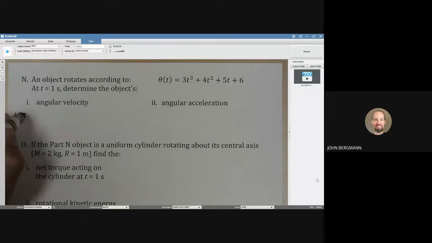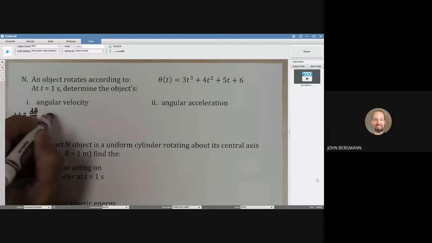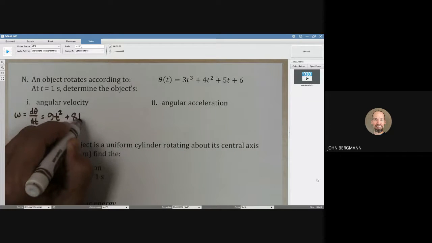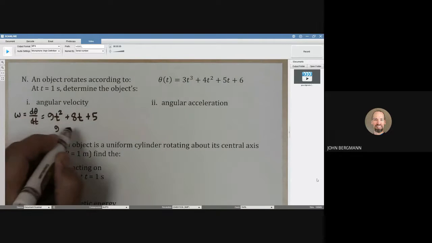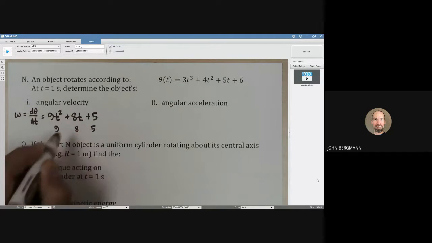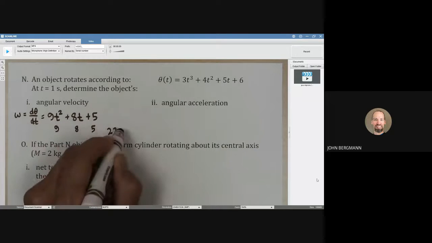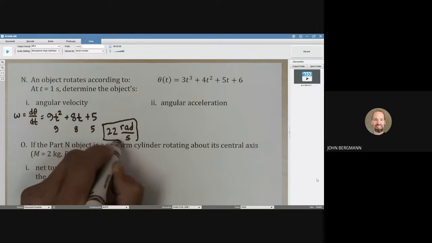Angular velocity, we recall, is the time derivative of the angular position. So let's differentiate this. When we differentiate polynomials, we power down. So that's going to be 9t squared plus 8t plus 5. If we put t equals 1 in there, that's going to give us 9, that's going to be 8, and of course that's going to be 5, so that's going to be 22. What's the proper unit for angular velocity? Radians per second. 22 radians per second.